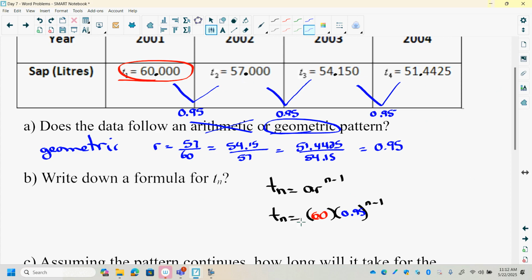And I'm not going to clean this up. Yes, I could express them with a common base, but I'd end up with some weird, wacky decimals. So I'm going to leave it as is. And under no circumstances should I multiply the 60 by the 0.95, because you can't multiply before doing your exponent. So there is my formula for Tn.